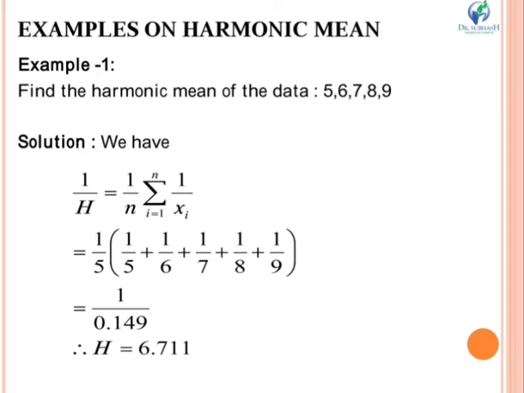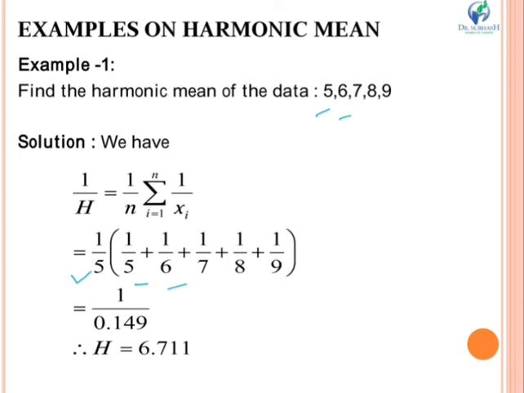Find the harmonic mean of the data 5, 6, 7, 8 and 9. So here the first formula will be applied, that is 1 upon H equals 1 upon n summation 1 upon xi. Here a total of 5 values are given to us, so n is equal to 5. For 1 upon xi, I will take the reciprocal of each and every value. In place of 5 I will put 1 upon 5, in place of 6 I will put 1 upon 6. Similarly, I will add 1 upon 7, 1 upon 8 and 1 upon 9.